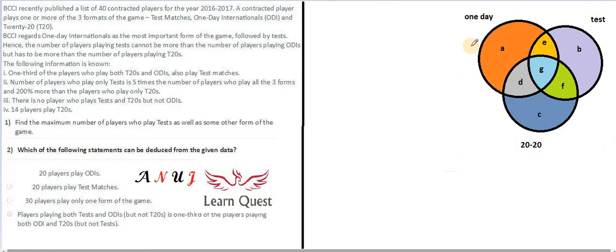Hi everyone. So this set appeared in SimCAT 3 and this is from the topic set theory, Venn diagram, and this is a very easy question. It can be done in around 6 to 7 minutes. So let's see how to do this one.